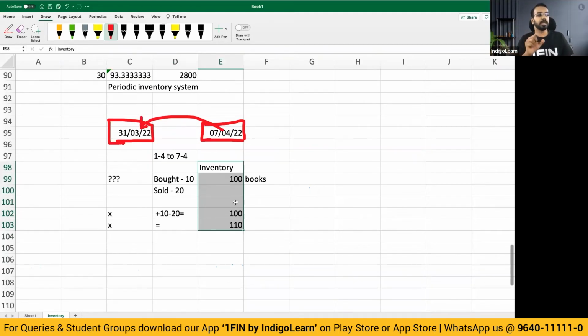That is very important. Are they asking value or are they asking count? That is what will decide how we should value inventory. If they ask count, there will be a different approach. If they ask value, there will be a different approach.